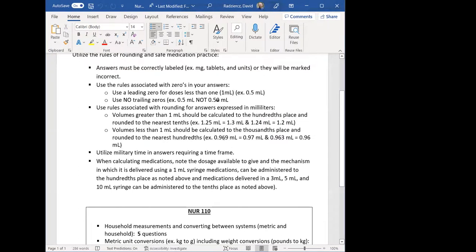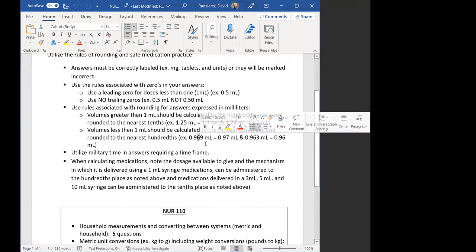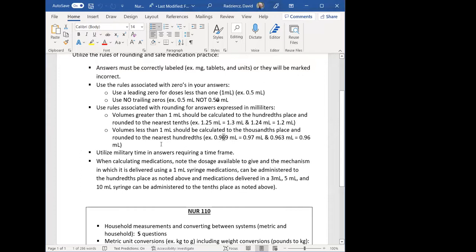we usually don't even deal with this. It usually ends in the hundredth place. You just need to remember to leave it alone. So if you get an answer of like 0.75, that's your answer. Don't change that to 0.8. And then that's just a matter of following the rounding rules for volumes less than 1 milliliter.